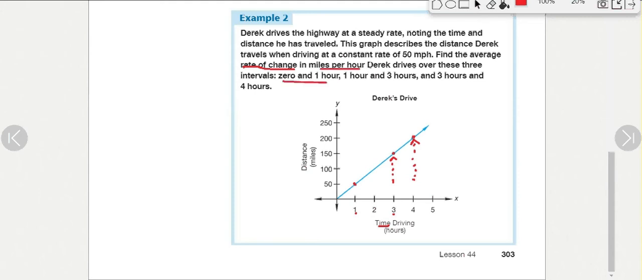0 to 1, 1 to 3, and 3 to 4. And since it is a constant rate, all these numbers are going to be the same. But just for the sake of working here, we start from 0, like it said, and we find rise over run.